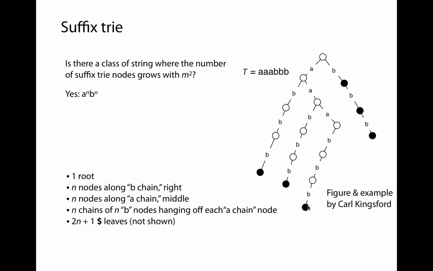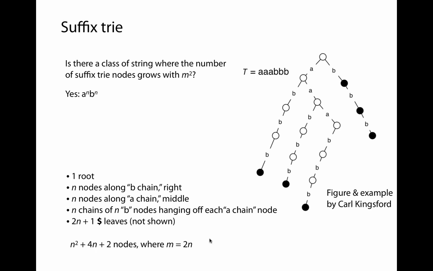And then there are the $ nodes, which again I haven't drawn in this figure. So if you add all that up, you have one root node. You have n nodes along that B chain to the right. You have n nodes along that A chain in the middle. And then you have a total of n squared nodes. You have n chains of n B nodes hanging off of the A chain nodes, these nodes down here. And then you have 2n plus 1 $ leaves, which are not shown in the figure at all.